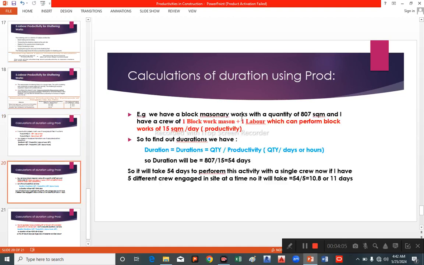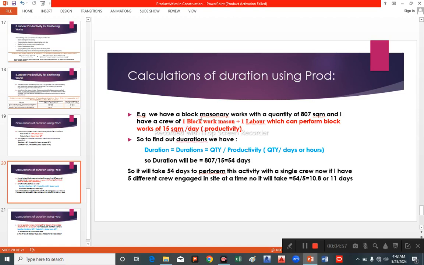For example, we have a block masonry work with a quantity of 7 square meter, and I have a crew. A crew is nothing but a group of manpower that is deployed for a specific task on your site, on your workplace. A crew has one block mason plus one laborer. This crew is deployed for performing this block masonry quantity, and can perform block masonry of 15 square meter per day. This is the productivity.